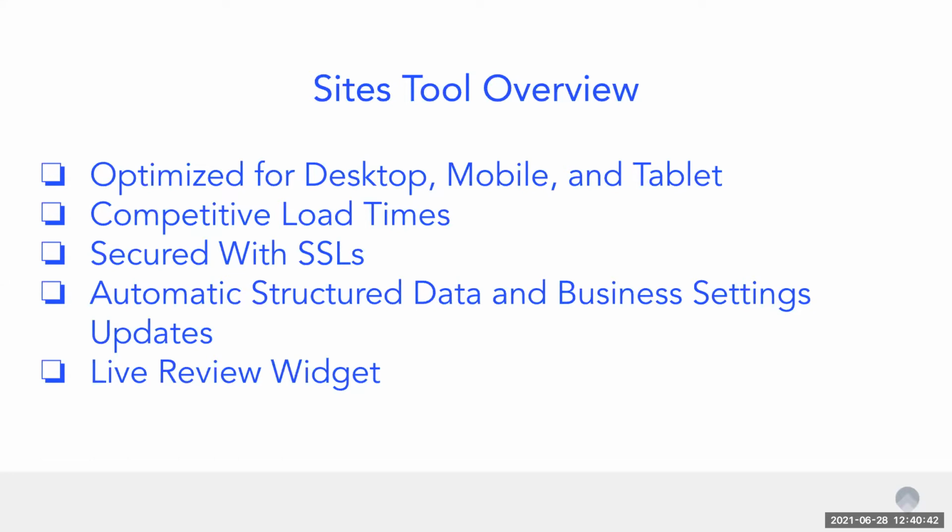Next, our sites are secured with SSLs. Secured sites are those that have a little lock icon next to the URL. This icon serves as confirmation that any sensitive information on your site is fully protected. Our sites have automatic structured data and business settings updates. This means that any changes to your business information on your GoSite dashboard will be automatically reflected on your website.